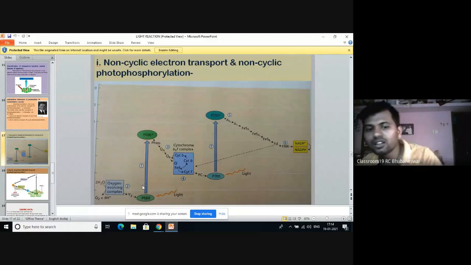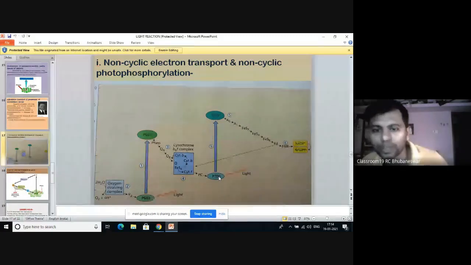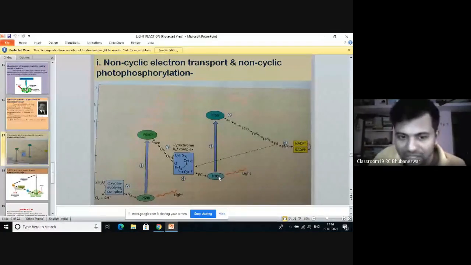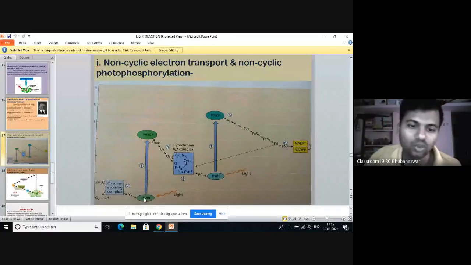In a similar way, due to light energy, the electron is ejected or expelled from the reaction center of photosystem 2. Then it passes through a number of electron carriers like pheophytin, quinone A, quinone B, cytochrome b6f, plastocyanin, and finally reaches pigment system 1. So the electron deficiency of pigment system 1 is compensated. But now there is electron deficiency in pigment system 2.